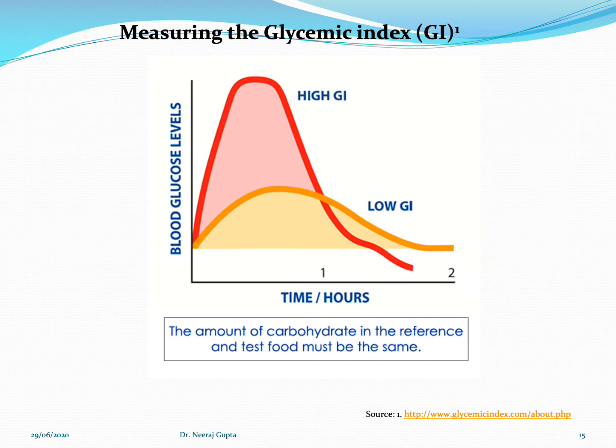This is how the graph looks for the glycemic index measurement. On the x-axis is the time and on the y-axis is the blood glucose level. Please note that the amount of carbohydrate in the reference food and test food must be the same.